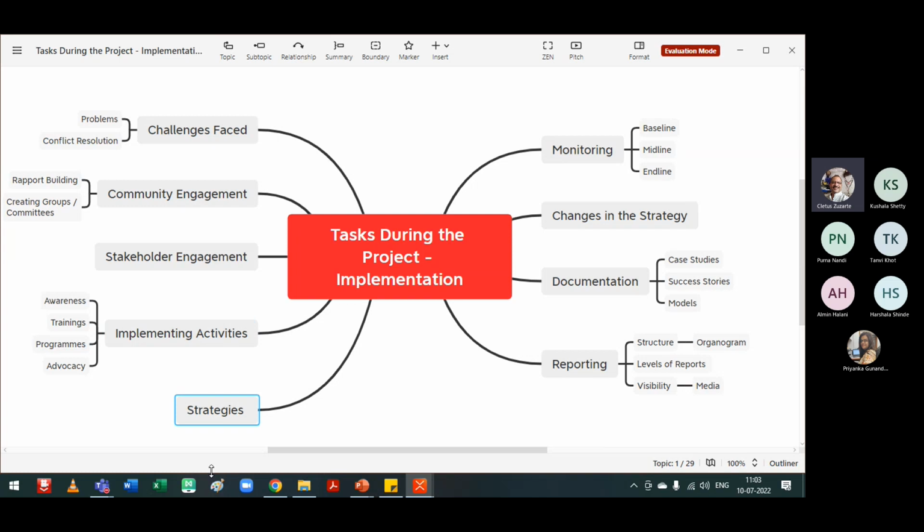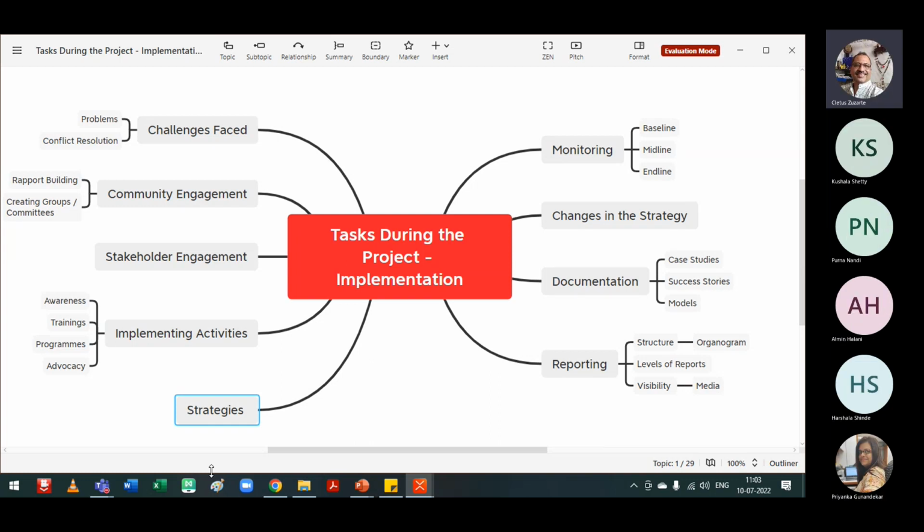For example, suppose you're implementing a project in watershed. What was the strategy used in terms of forming farmer groups? Or if you're looking at a livelihood project, what was the strategy used in terms of arriving at a cooperative or a producer company? These are important things you will look at in project implementation. Have I missed out something from your experience that needs to be done during the project?